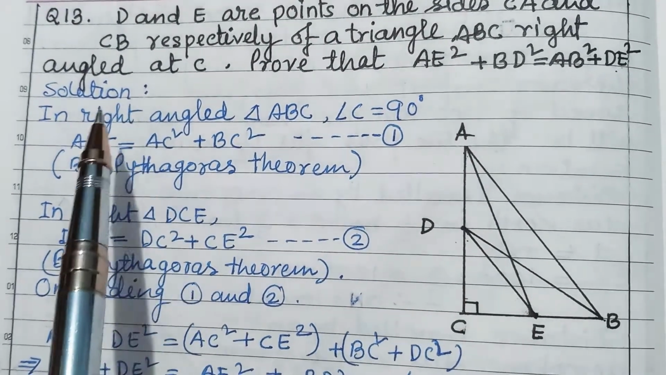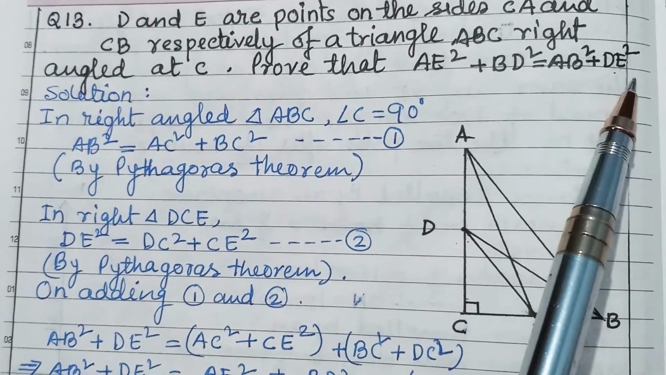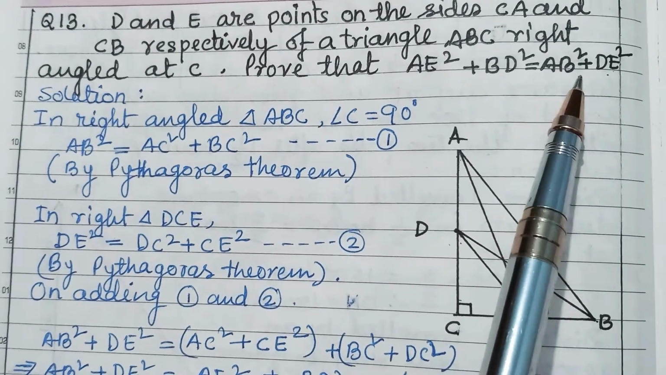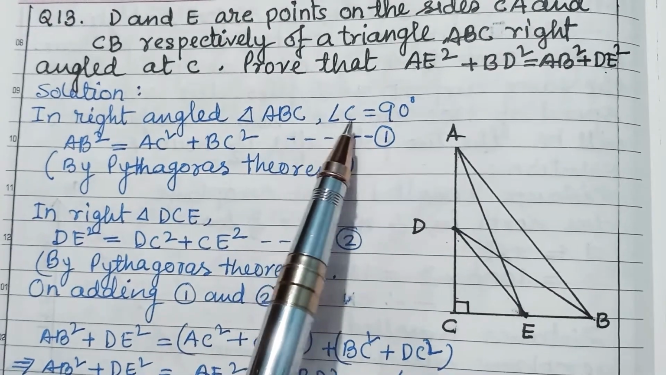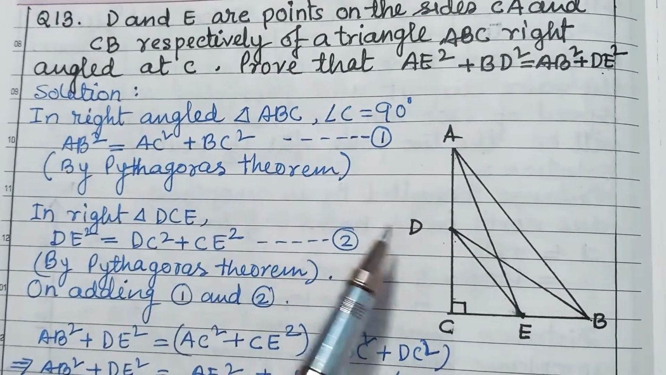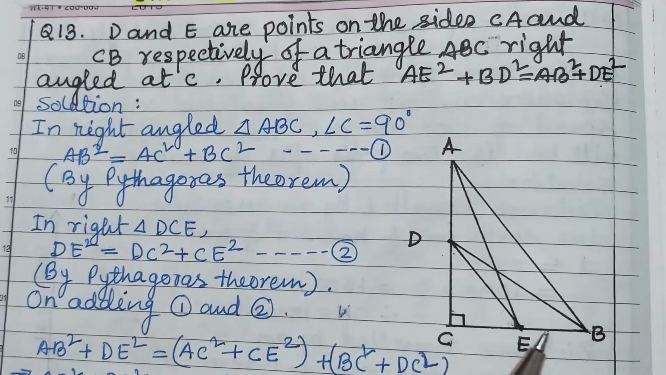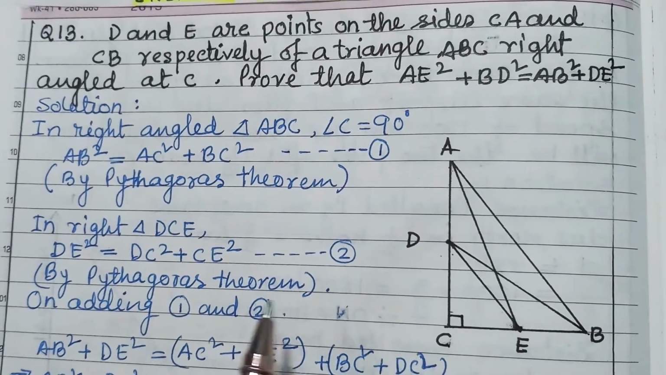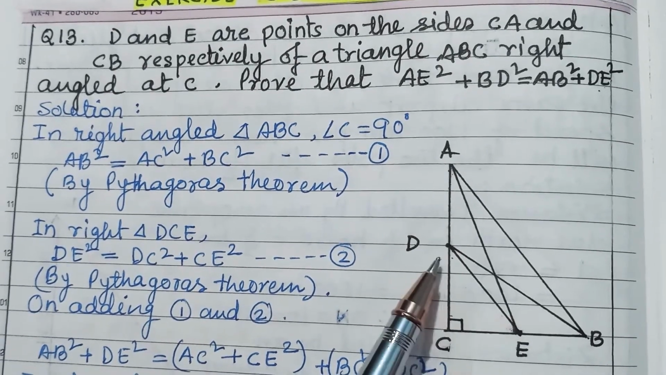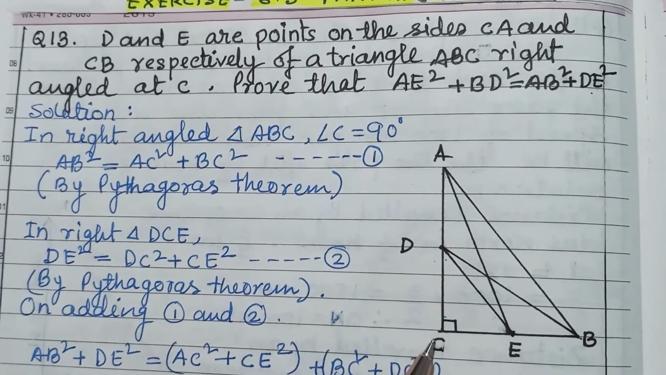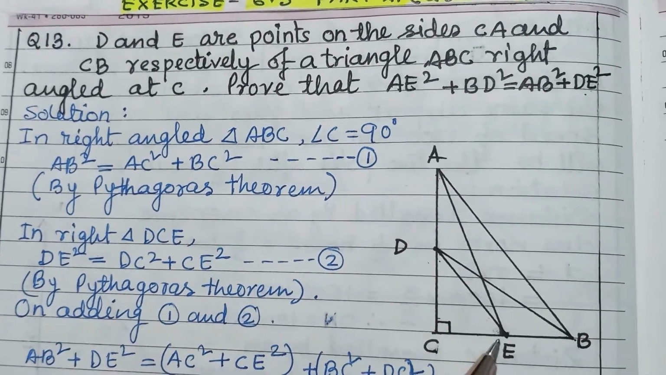So one by one you take the right angle triangle and one side you check, either this side or this side. I have taken this one side, AB square plus DE square, we have to check it. Now in right angle triangle ABC, right angle at C, therefore AB square is equal to AC square plus BC square. It is the first relation. And second relation, in triangle DEC or DCE, DE square is equal to DC square plus EC square.